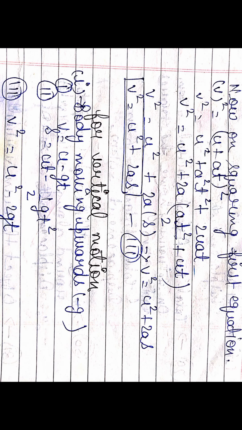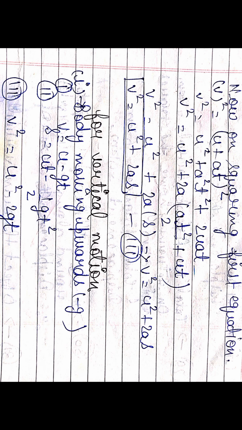Now if we square the first equation, we get v square equals u square plus 2uat plus a square t square. Now after making some changes in it, we get v square equals u square plus 2a into (at square by 2 plus ut). Now after solving it, we get v square equals u square plus 2as. This is the third equation.